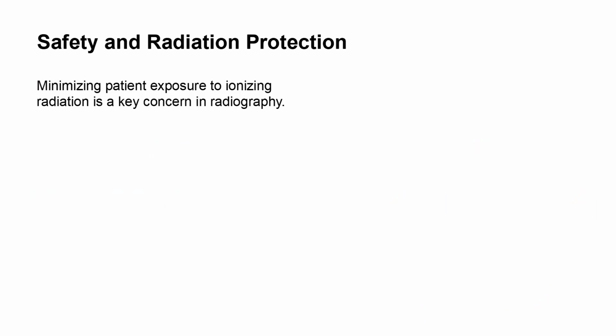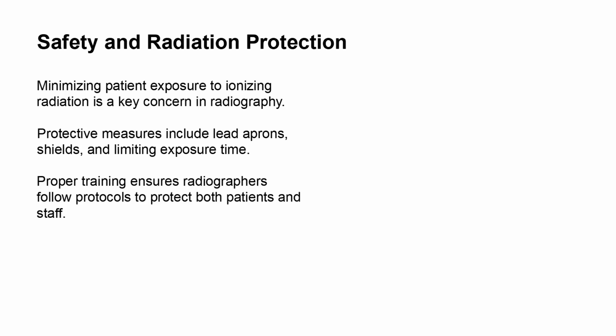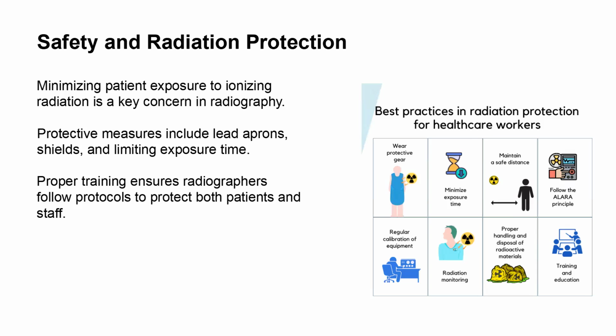Minimizing patient exposure to ionizing radiation is a key concern in radiography, because if you expose a patient too much to ionizing radiation, then it might definitely lead to another disease problem. And therefore, protective measures include lead aprons, shields, and limiting exposure time. Proper training ensures radiographers follow protocols to protect both patients and staff. So it is very important, as we can see from here.